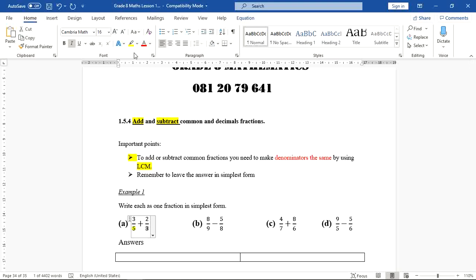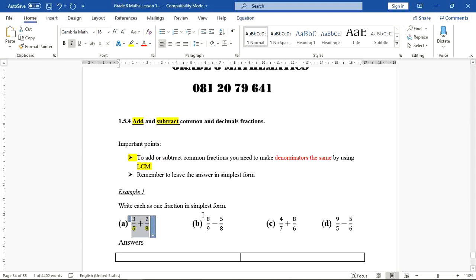So we need to use the lowest common multiple, and the lowest common multiple of 5 and 3 is 15. The quicker way to get the lowest common multiple of two numbers is to multiply the two numbers. So 5 times 3 will give us 15. Unless the smaller number can go into the bigger number, then we don't have to multiply them. We just use the bigger number as the lowest common multiple.